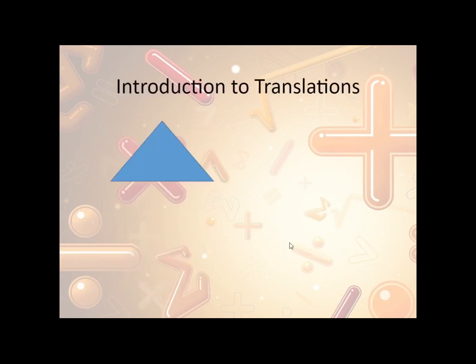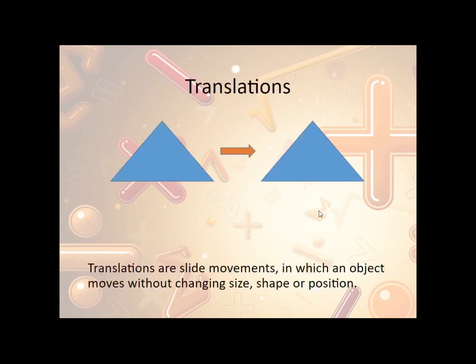So introduction to translations, here's our triangle. If we were to slide it, it could move and look like that. Or we could slide it down. Or we could slide it to the left. So all of these are translation movements. Translations are slide movements, and it does not change size or shape. Notice it doesn't change direction. It doesn't flip and turn. It doesn't flip over. It doesn't rotate at all. It's exactly the same. The top stays the top, the bottom stays the bottom, the left side stays the left side, and the right side stays the right side.